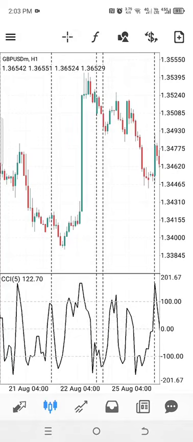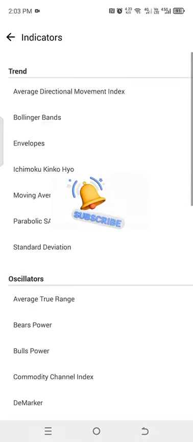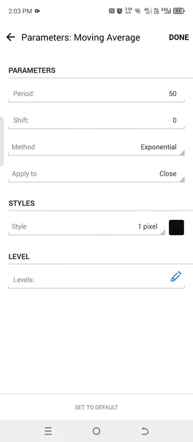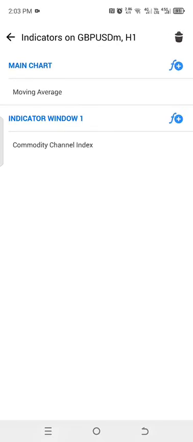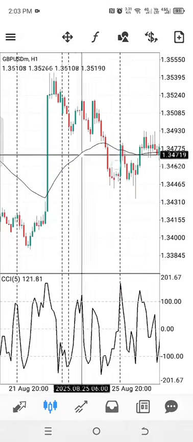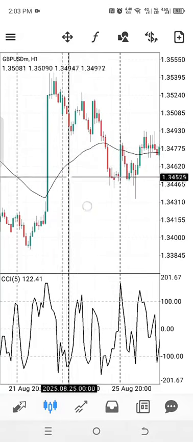Now we're going to be working with another indicator which is called the moving average. Let's add that moving average. We're going to be using moving average 50, EMA 50. Please take notice the method is exponential, and then I'm going to be using a black color also. So this line you're seeing here, that's the moving average 50.